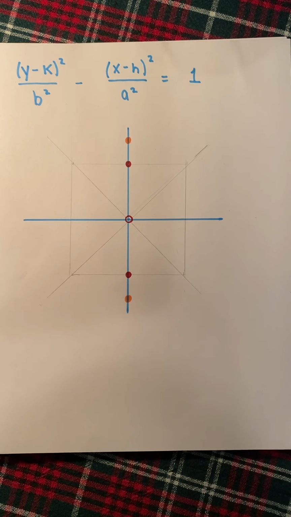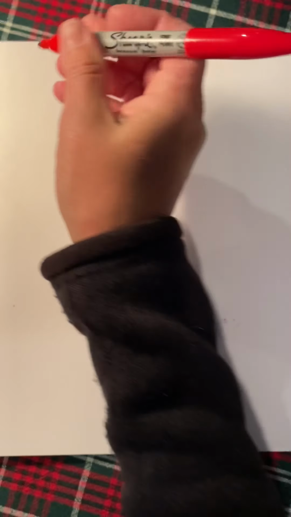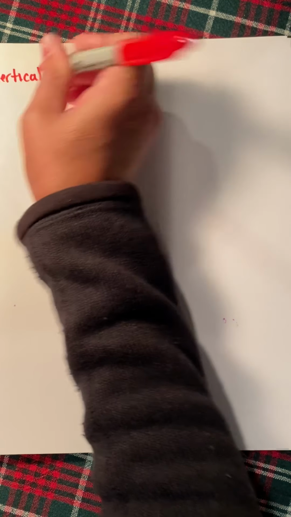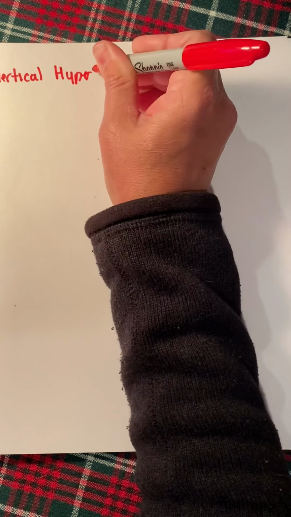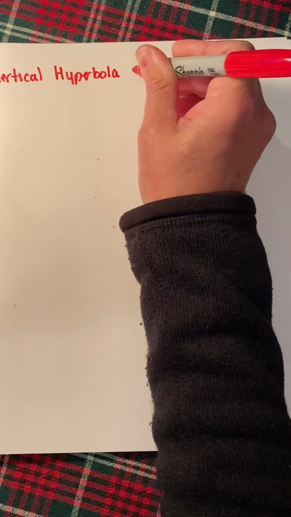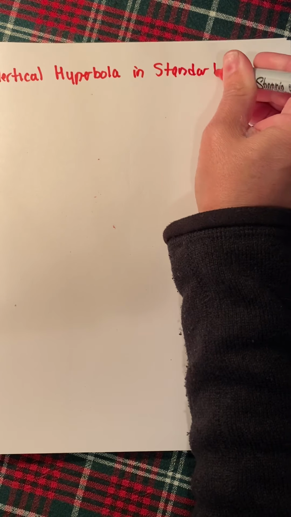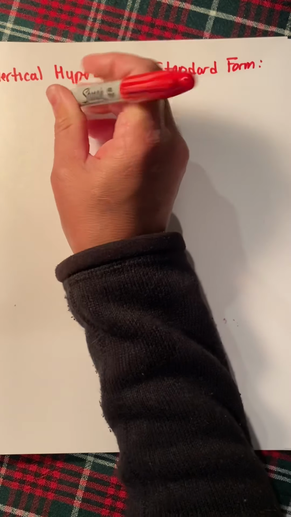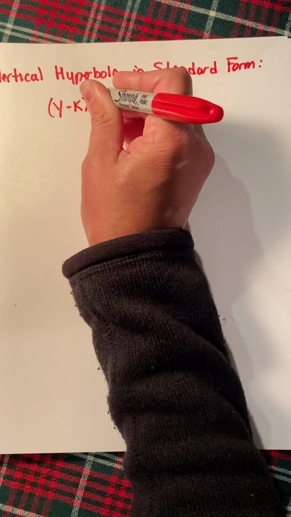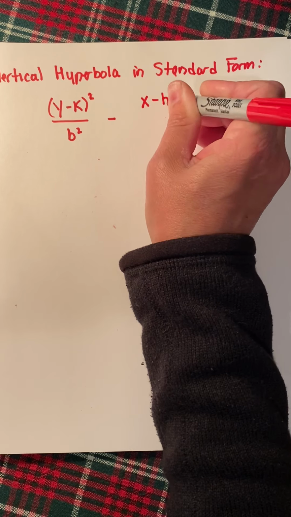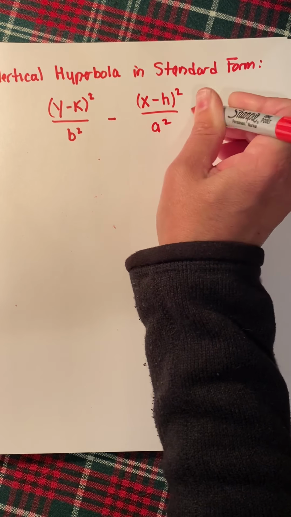So let's go back to the general equation. I didn't do that one. So a vertical hyperbola in standard form. We're going to have y minus k all over b squared, and we're still going to put the b with that just to avoid any more confusion, minus x minus h all over a squared equals 1.